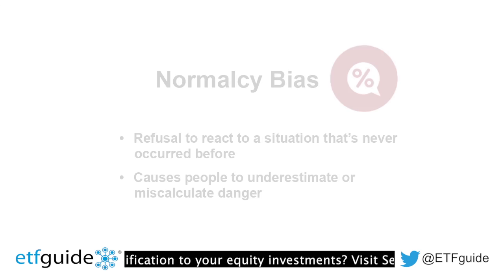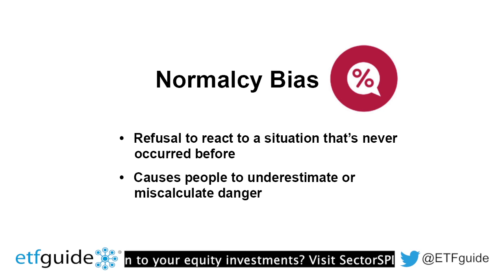Finally, one last cognitive bias that gets investors in trouble is something called normalcy bias. The refusal to plan for or to react to a disaster which has never happened before. Normalcy bias causes people to drastically underestimate the effects of a disaster, in this case, maybe a stock market crash on their investment portfolio, something that they don't really want to think about, plan for, something maybe they've never even experienced before.